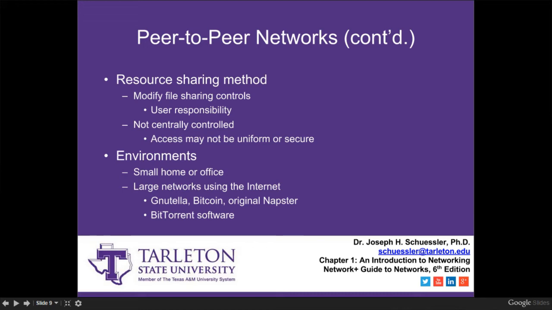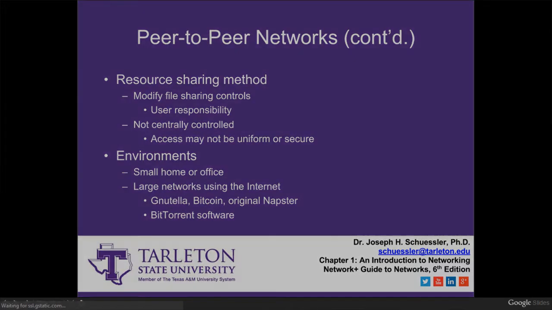Peer-to-peer networks are best suited for small offices, for home environments. That's where they tend to work best. As far as larger networks on the internet, you do see Gnutella, Bitcoin, the original Napster. Those are all examples of peer-to-peer networks on a much larger scale. But again, those all represented some serious security issues that exist in large-scale peer-to-peer networks.